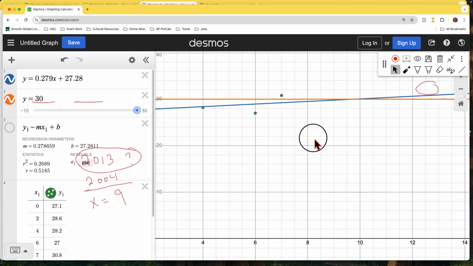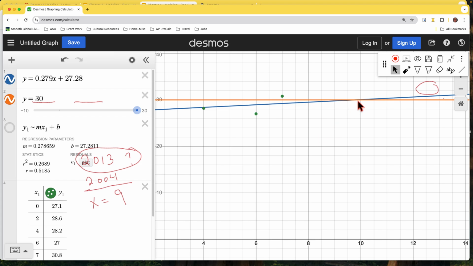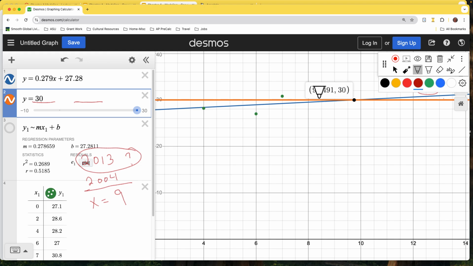And I can move this over. I can see where they intersect, the blue line and the orange line. I click on it, and it tells us in 9.7 years we're going to have 30 million. So maybe we round it to 10 years, so that'd be about the year 2014, right? 9.7.